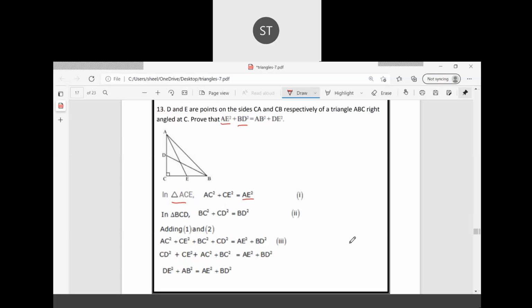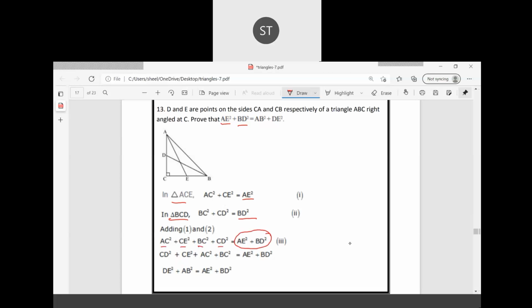So AC square plus CE square. Similarly, in triangle BCD, the hypotenuse is BD, so BD square equals BC square plus CD square. Now adding 1 and 2, because we require the result AE square plus BD square, the left hand side will be AC square plus CE square plus BC square plus CD square.